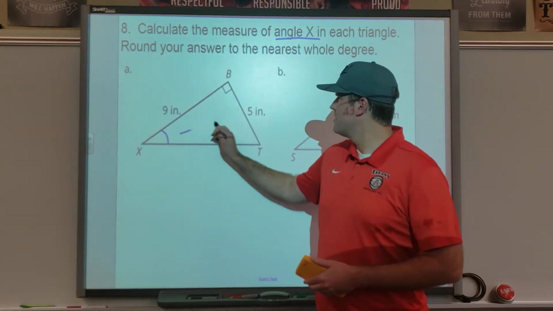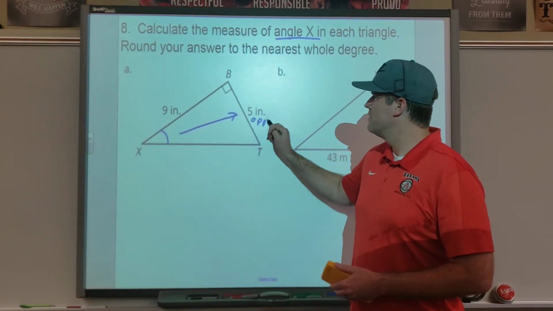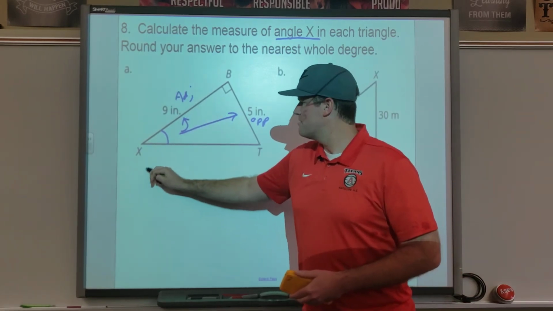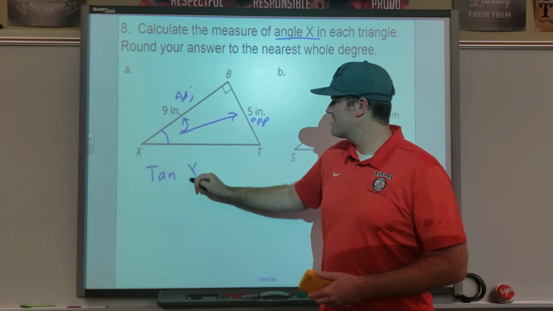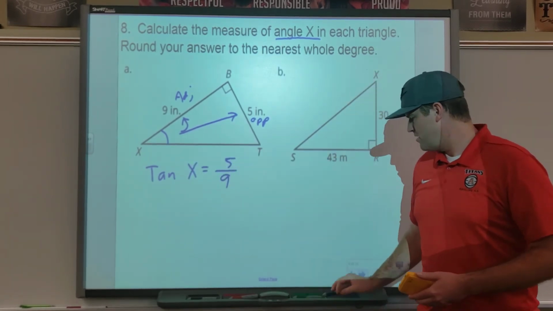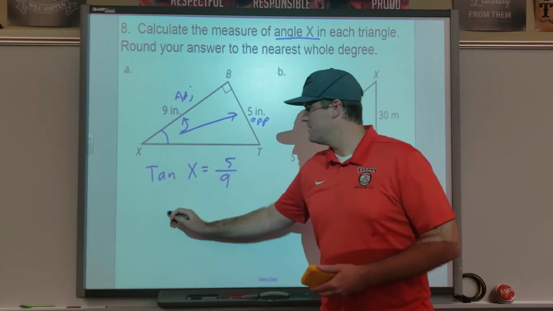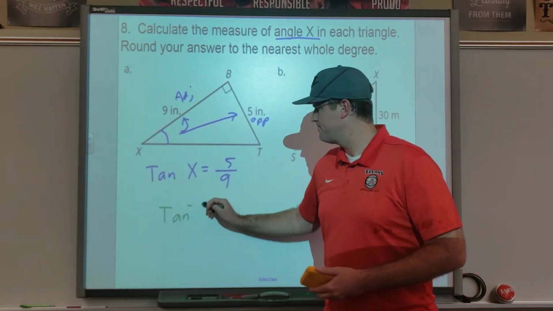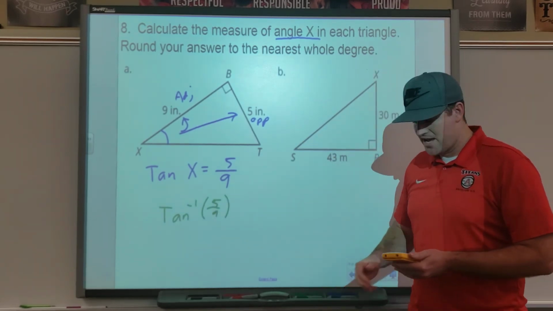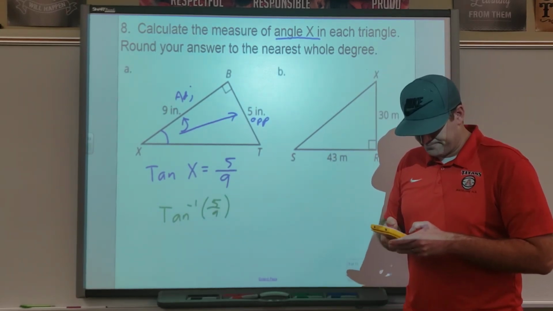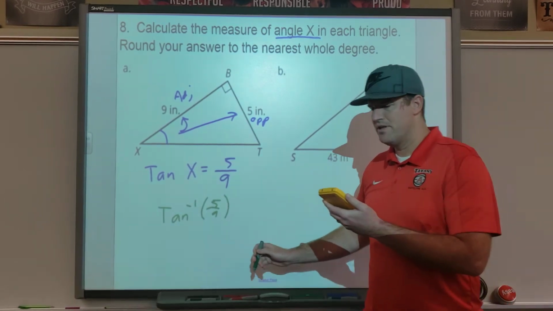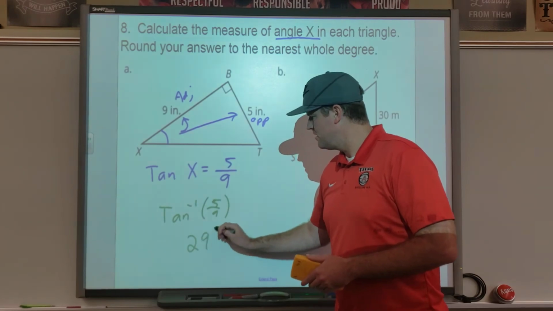All right, so I know that my opposite is 5. I know that my adjacent is 9. So tangent of angle X is 5 over 9. Because we're finding the angle, it's going to be inverse. And I'm just going to plug the inverse tangent of 5 over 9 into my calculator. And I get that that angle is approximately 29 degrees.